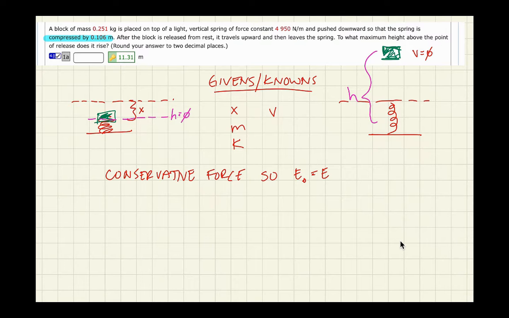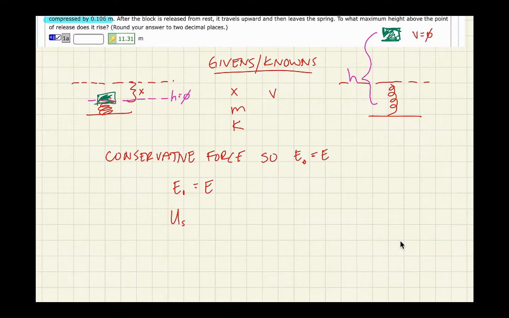So that makes this pretty simple because at the beginning, my initial energy is going to be only spring energy, right? Because I defined that initial height as height 0, meaning that it won't have any gravitational potential energy. And it's not moving, so it has no kinetic energy. So U spring initial is going to be equal to my final energy. In the final condition, that final energy is just UG, gravitational potential energy. Because again, the spring's no longer compressed, so there's no spring energy. And at its highest point, it's not moving, so there's no kinetic energy.